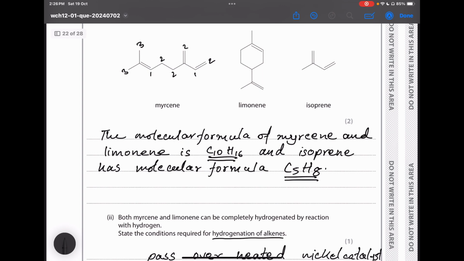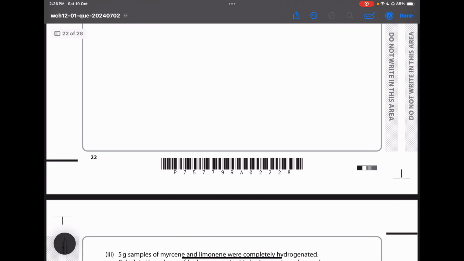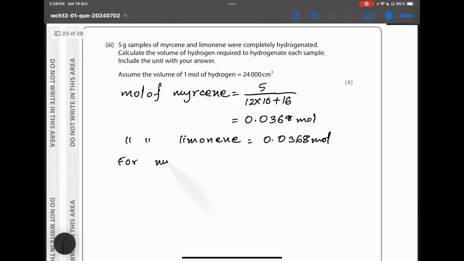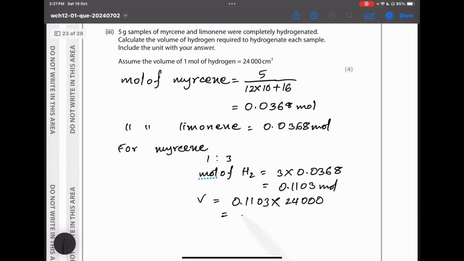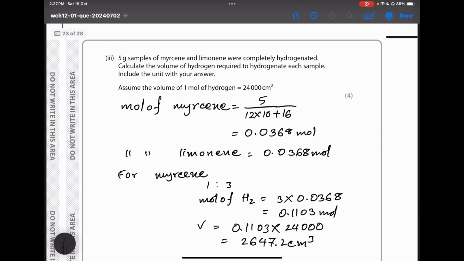Now, I need to find the moles of hydrogen, as in like to find the volume. So if you see, if we talk about myrcene, how many double bonds do we have? We have 1, 2, 3. So for myrcene, the ratio is 1 myrcene to 3 hydrogens. Therefore, mole of H2 will be 3 times 0.0368, which gives us 0.1103 mole. Now, if I want to find the volume, it is going to be 0.1103 times 24,000. I will get the value in cm cubed, 2647.2 cm cubed.